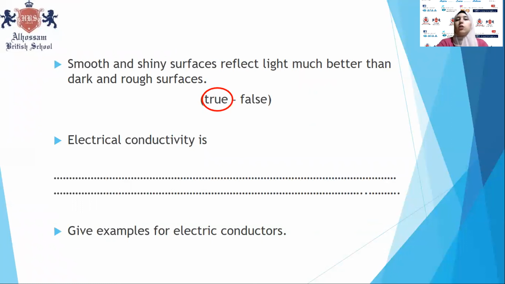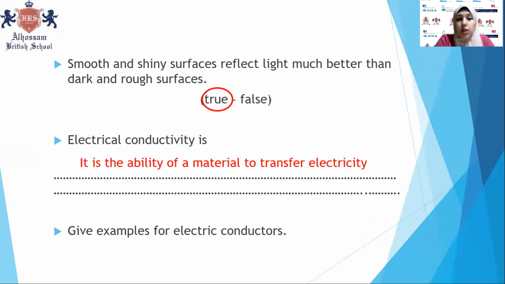Now, I need the definition of the electrical conductivity. What is the electrical conductivity? The electrical conductivity is the ability of a material to conduct or transfer electricity. Now give examples of electric conductors. What are the examples of electric conductors? Copper, silver, and iron.